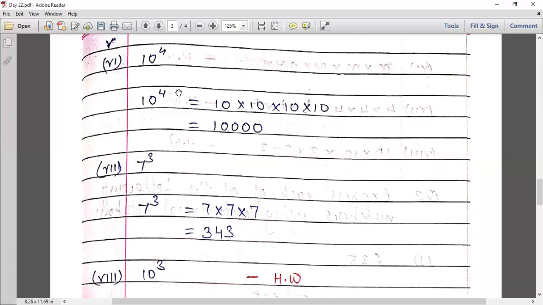Repeat zeros that many times as there is a power. So you can apply this short trick for part 8, that is 10 raised to 3.